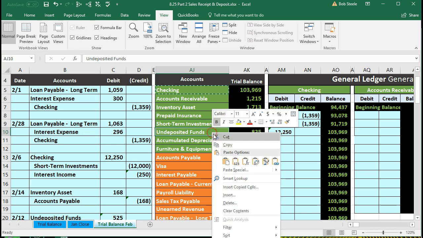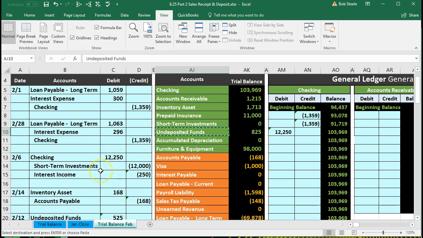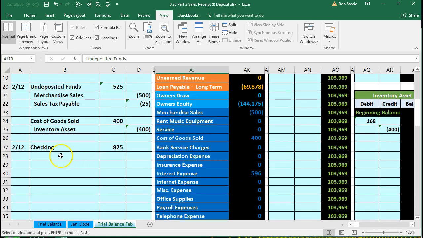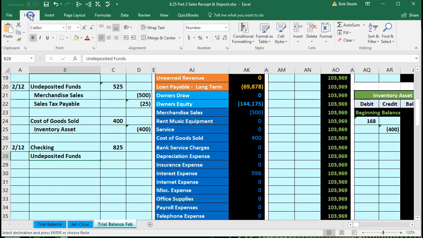So we're going to right click and copy undeposited funds, scroll back down, put that on the bottom in B28, right click and paste 123. We will then go to the Home tab, Alignment Group, and increase the indenting, and then put the credit here in D28, which would be a negative of that number. There's our journal entry.